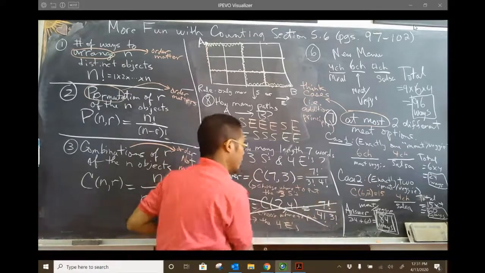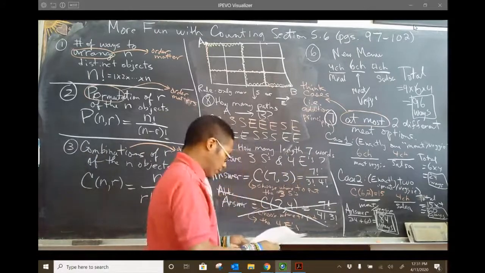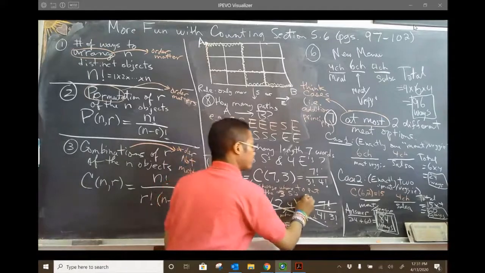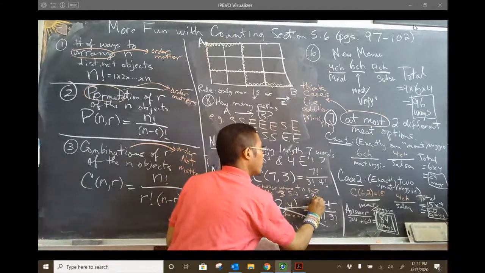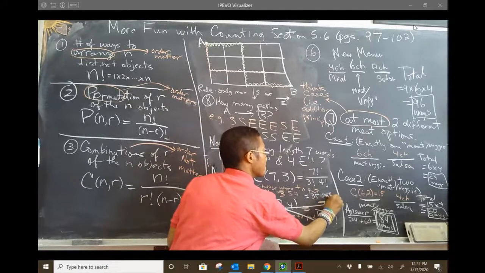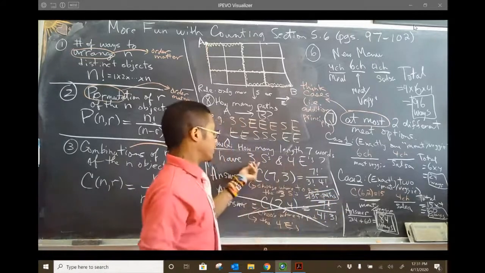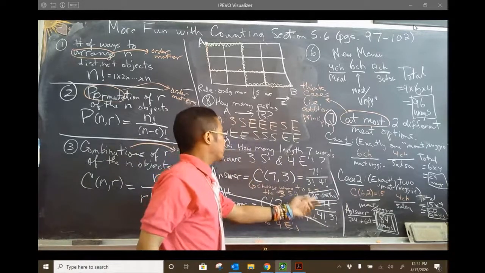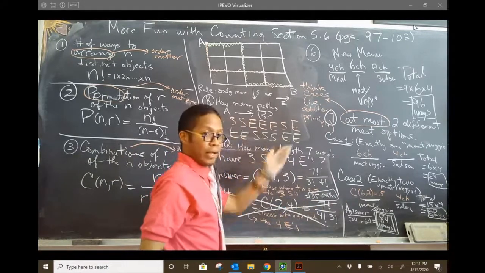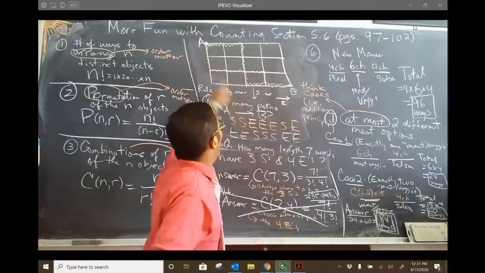So forget that one. Let's just do one. What is C(7,3)? Well, C(7,3) is 35. 35 ways. There's 35 paths, what we can say. Because each word of length 7 that has 3 S's in it, there's 35 ways to fill in 3 slots with S's. So 35 paths from A to B.